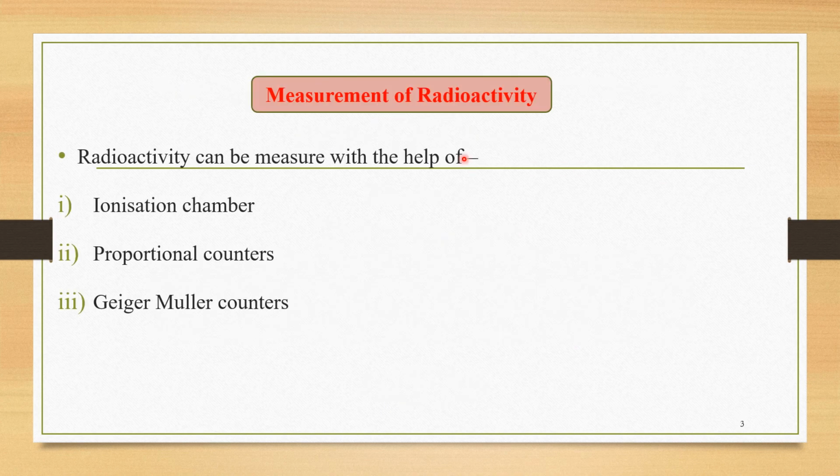First of all, we are going to study here the measurement of radioactivity. We know very well what is radioactivity and what are the different types of radioactivity. Now, how to measure this radioactivity? This radioactivity can be measured with the help of certain devices. Three important devices commonly used for measurement of radioactivity are the ionization chamber, proportional counters, and Geiger counters. Now let us look at all these three types one by one.